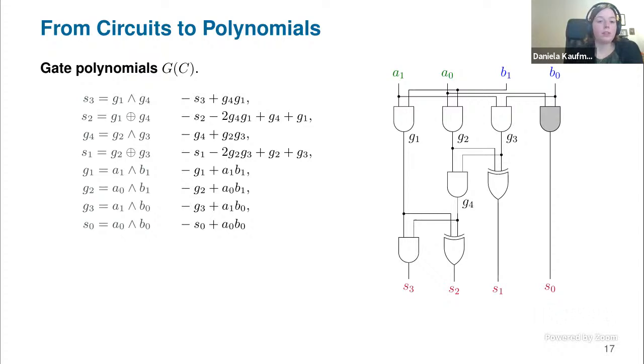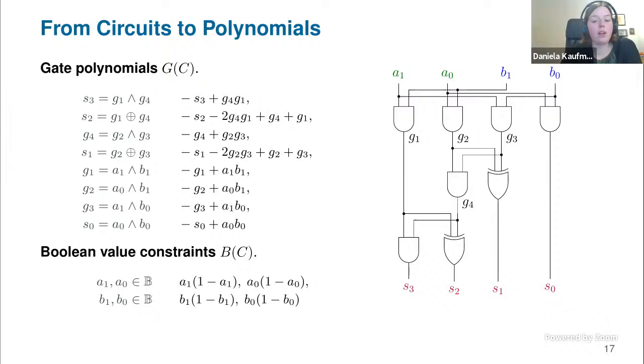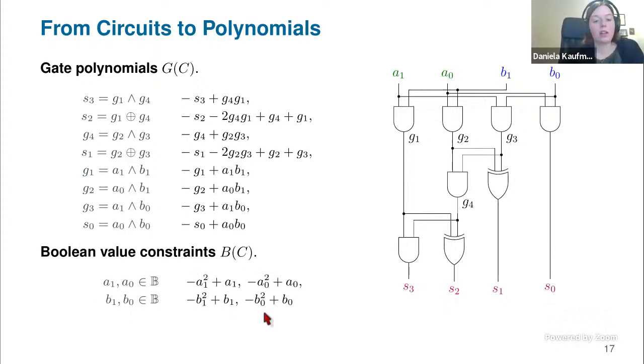Yeah, and after we've defined all the gate polynomials, we now need to model that the input is of the Boolean domain. And we do this by adding so-called Boolean value constraints, which simply encode that this equation is equal to 0 if and only if a1 is either 0 or a1 is 1. So here we model that these variables can only take the values 0 or 1. And these are the Boolean value constraints in an expanded form.